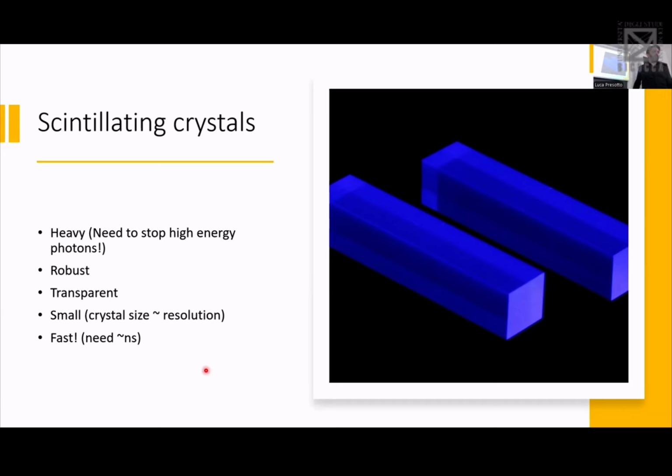You need to stop these high energy photons, so you need these very dense crystals that also need to be robust, transparent, because otherwise they don't transmit light. Small, because when you have a photon coming into your crystal, your spatial resolution will be limited by your crystal. And fast, because you need to measure coincidences within a nanosecond or so.